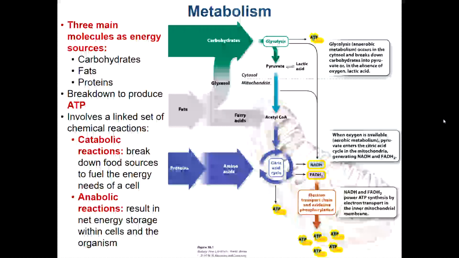In order to break these down, there is a linked set of chemical reactions that have to happen. We have catabolic reactions, which break down food sources to fuel the energy needs of a cell. And then we have anabolic reactions, which result in net energy storage within the cells and the organism. Anabolic reactions are important because sometimes we eat more food than we actually need to spend at that particular moment. Having that backup net energy storage allows us to use energy when we're not actually eating food.